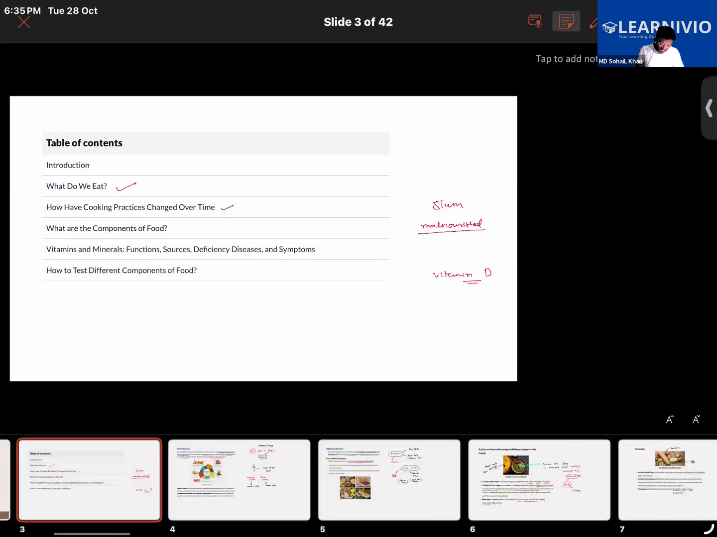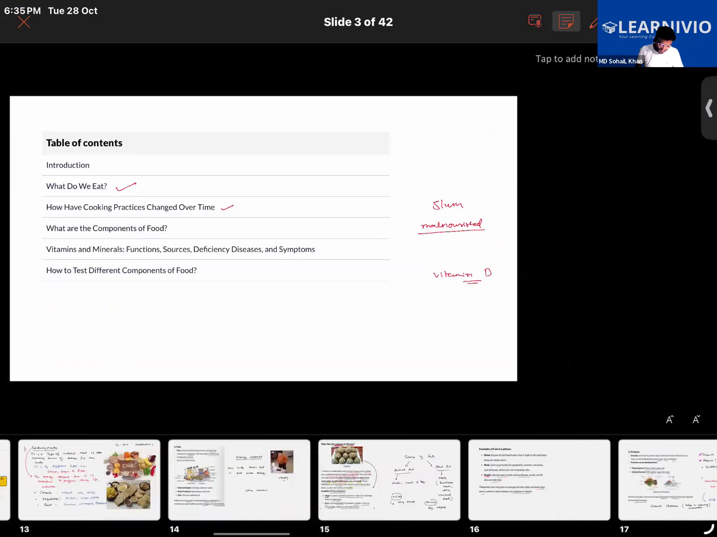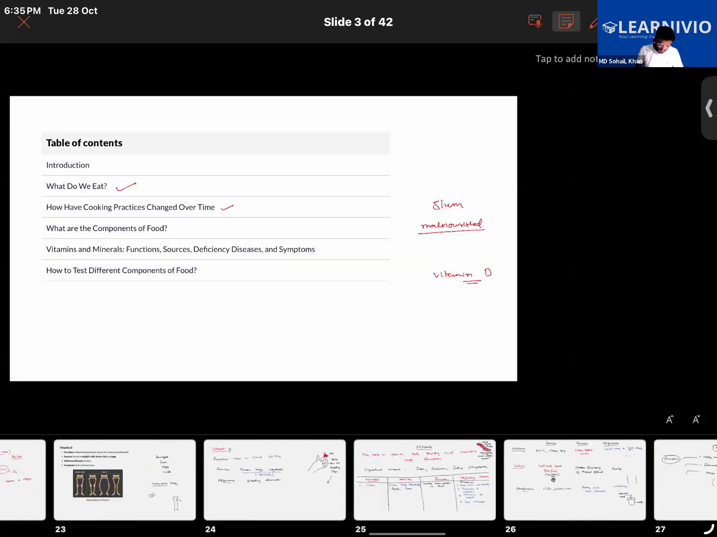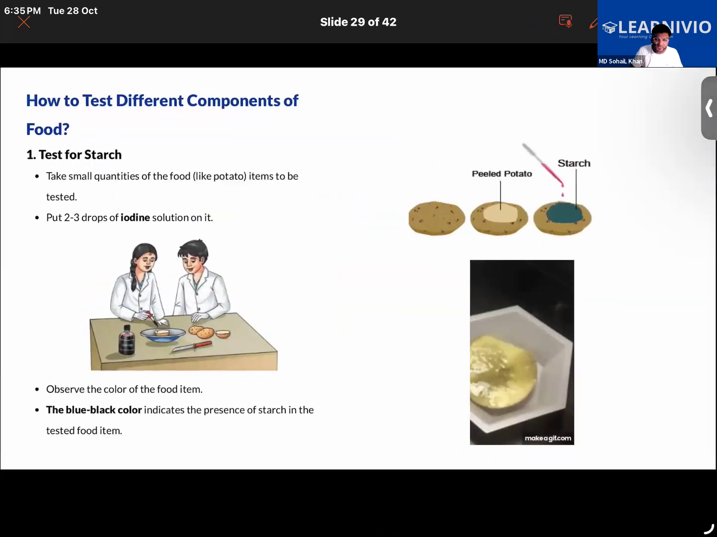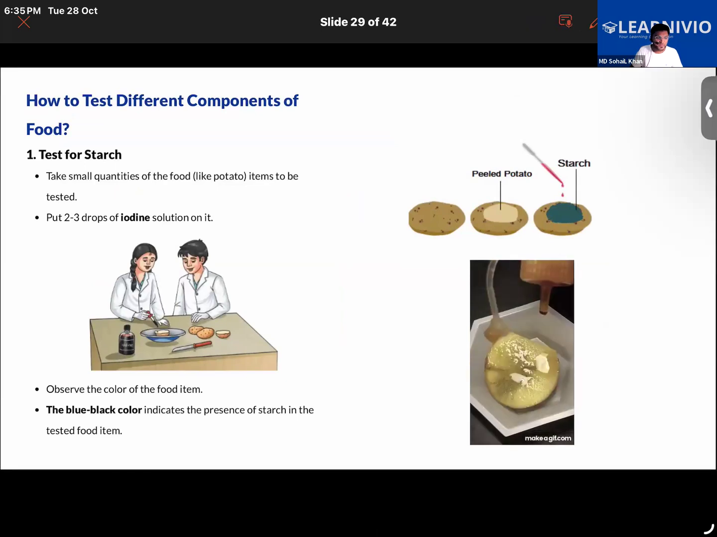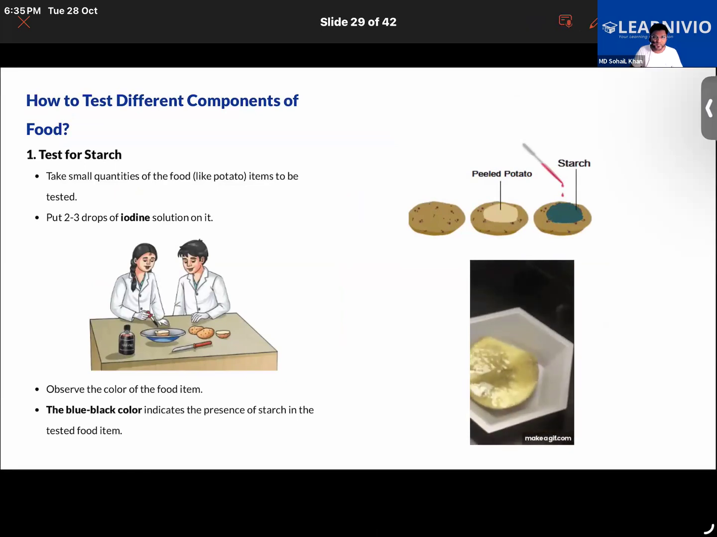Today we are going to learn how we test for the presence of these different components in our food. How do we get to know that starch is present in the food? Starch is a form of carbohydrate.